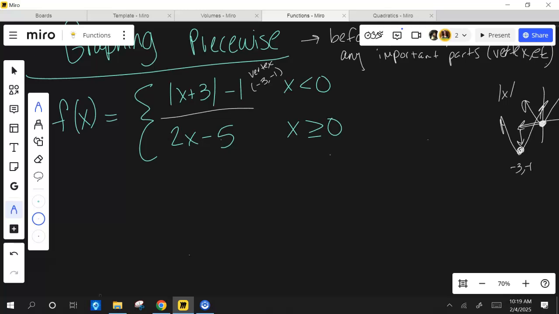All right, here's what I'm going to do. I am going to look at my cutoffs, I'll call them. Find those points.